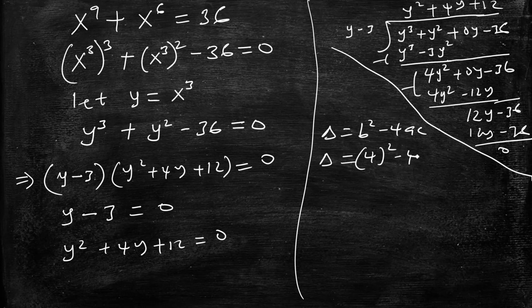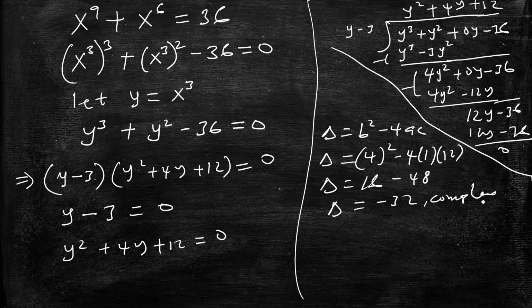So we have 16 minus 48, which is minus 32. So this one is complex, therefore no real solution. It means this one won't give us a solution. Therefore, we focus on the other factor. So this one is out.